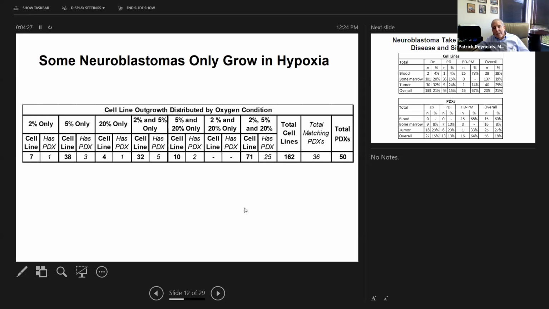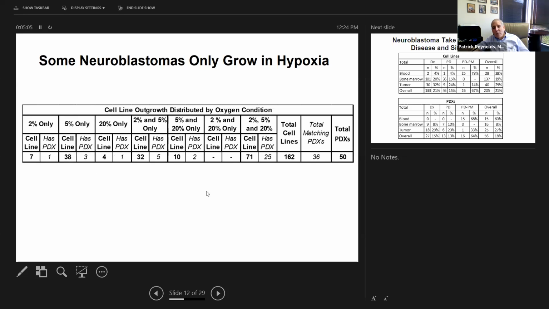If you look at this, those that will grow in all conditions are roughly about half of these, so they're agnostic to the oxygen level. But look at those in 20% only. In other words, they'll only grow in the culture conditions that everyone uses. Only 4 of them would only grow in 20%. Those that would only grow in hypoxia, whether 2 and 5% only, 32 of them. Ones that would grow in only 5%, 33 of them. And some of them would only grow in 2%.